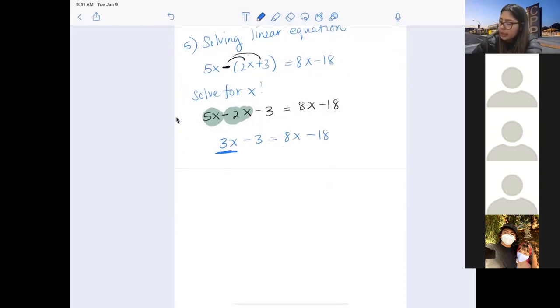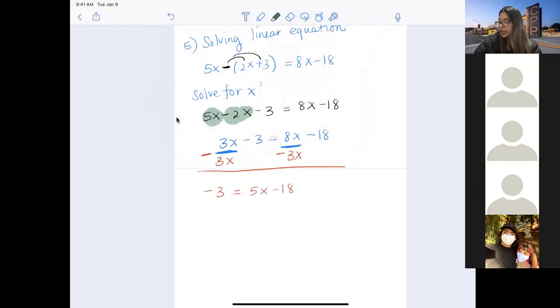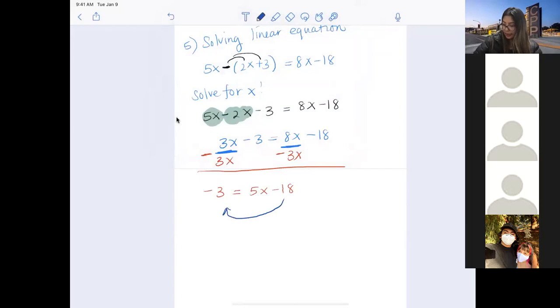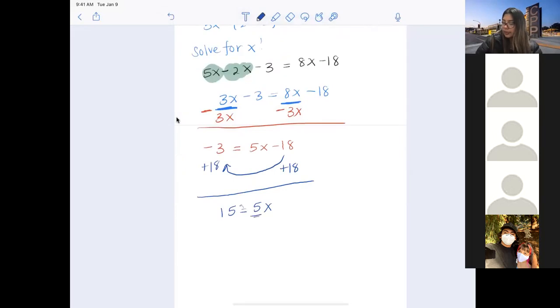Now there's a 3x here and an 8x here in different locations. I have to put them together, so I'm going to subtract 3x from both sides. This gives -3 equals 5x minus 18. Now the 18 has to go to this side, so I add 18 to both sides. I get positive 15 equals 5x. Now I have to solve for x, so I divide by 5, and I get x equals 3.